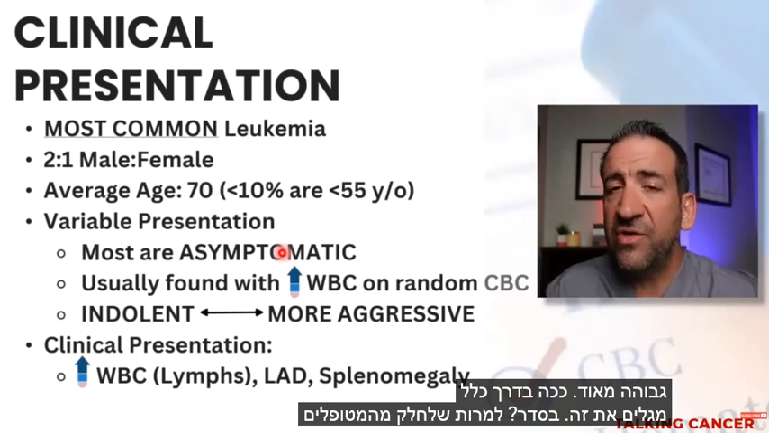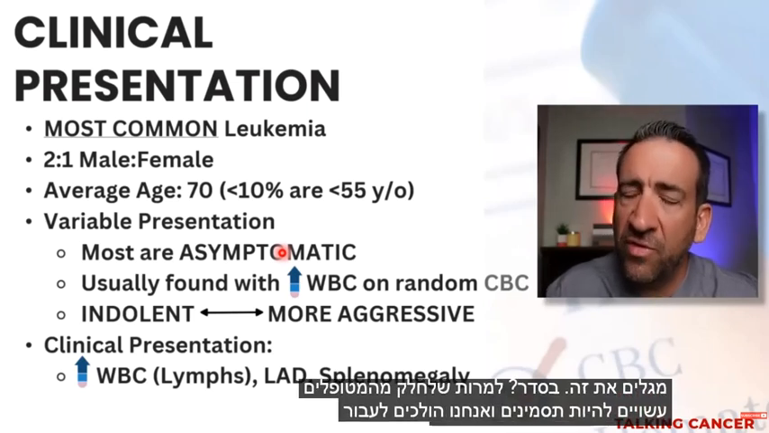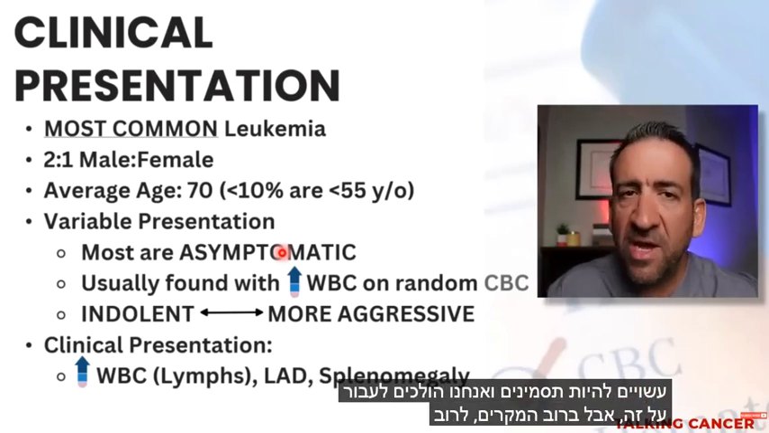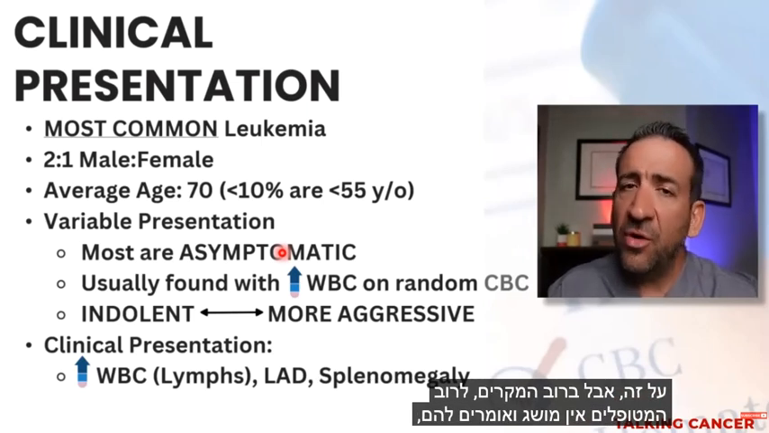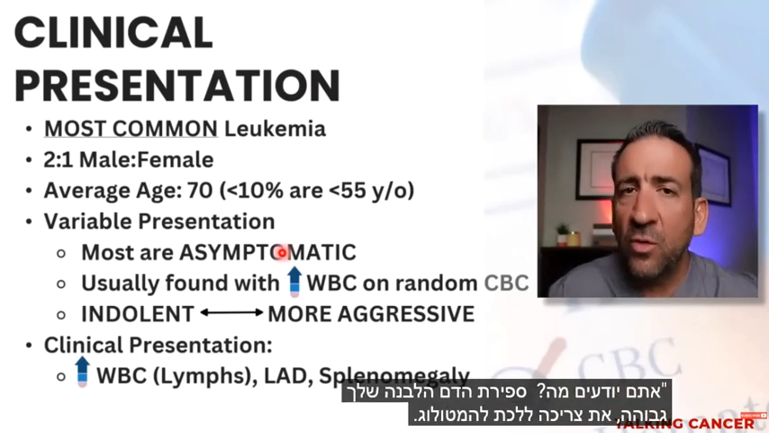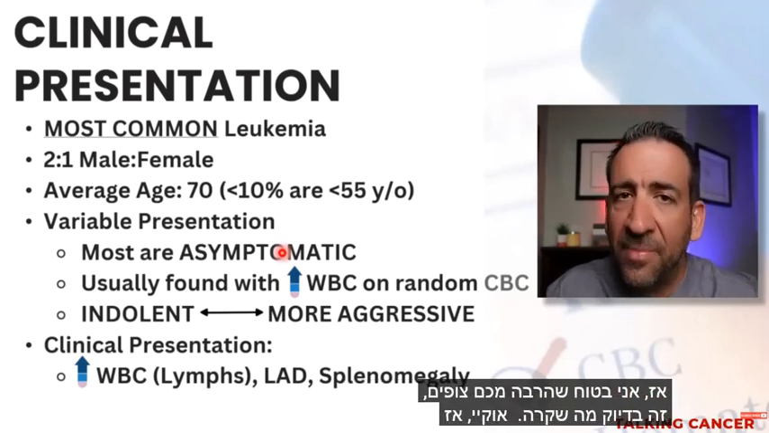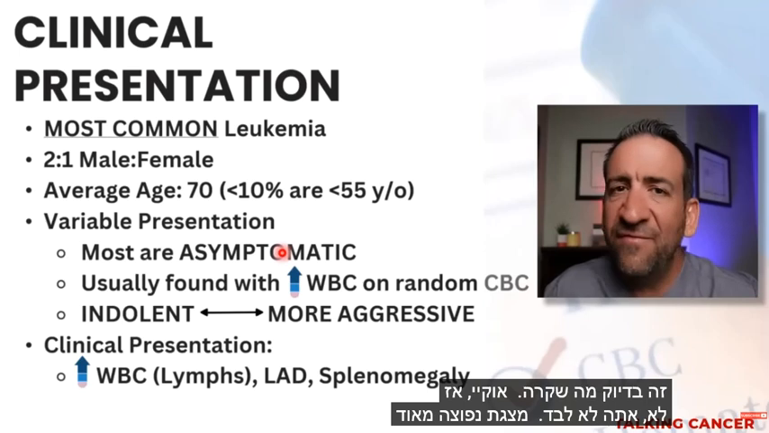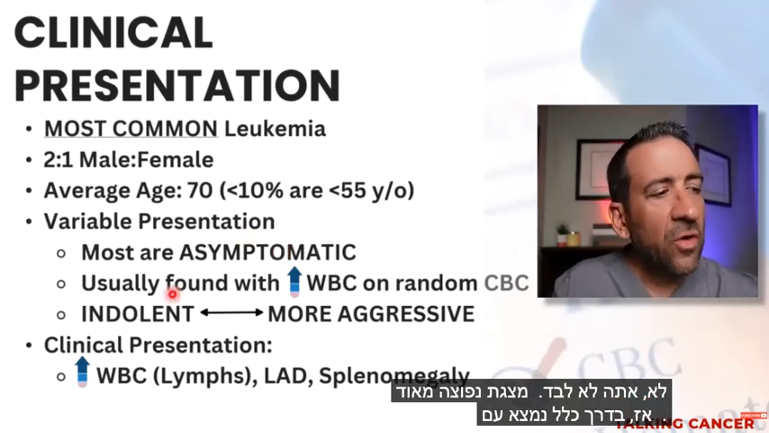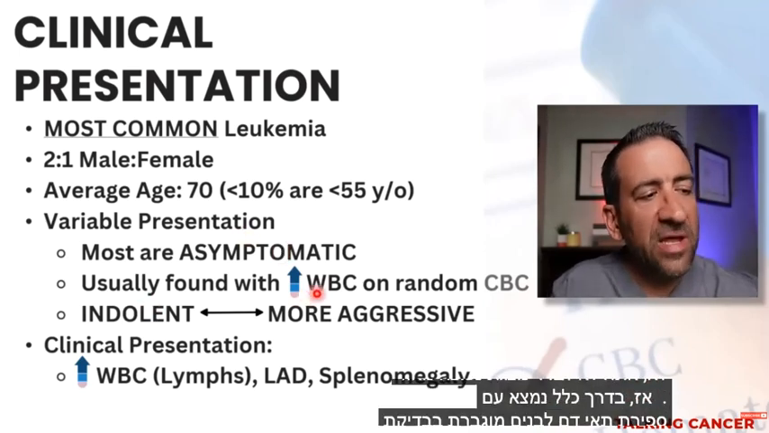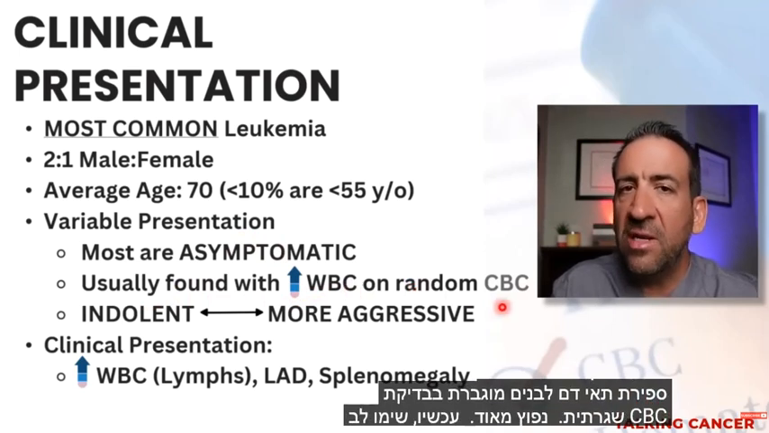Although some patients may have symptoms, and we're going to go over this. But for the most part, most patients have no idea, and they're told, you know what, your white count is high, you gotta go see a hematologist. I'm sure a lot of you watching, that's exactly what happened. So no, you're not alone, very common presentation. So usually found with an elevated white blood cell count on a routine CBC.